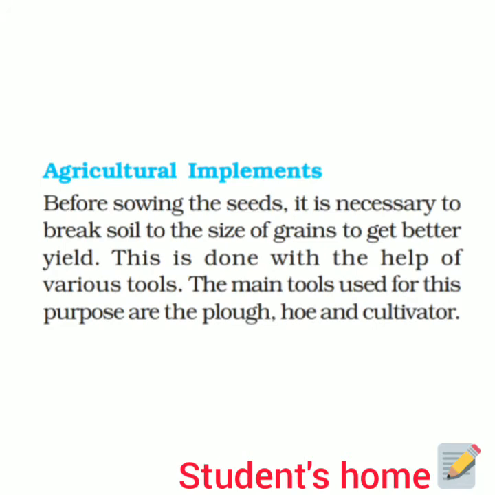So class, now we are going to discuss the different agricultural implements, basically the different agricultural tools that we require while ploughing or tilling. As you can see in the picture, before sowing the seeds, it is necessary to break the soil to the size of grains to get a better yield. This is done with the help of various tools. The main tools used for this purpose are the plough, hoe and cultivator.